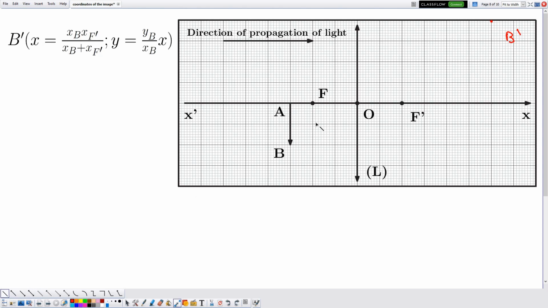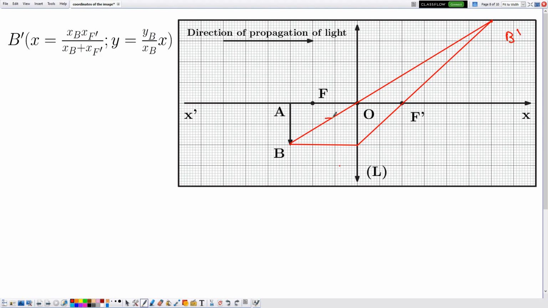So this is an incident ray parallel to the optical axis. It will emerge passing through the image focus like this. And if you consider another one passing through the optical center, it will emerge without deviation. And in this case, A prime will be the foot perpendicular of B prime on the optical axis. This is the hat which is pointing away from the optical axis. Okay, so this is the tracing.